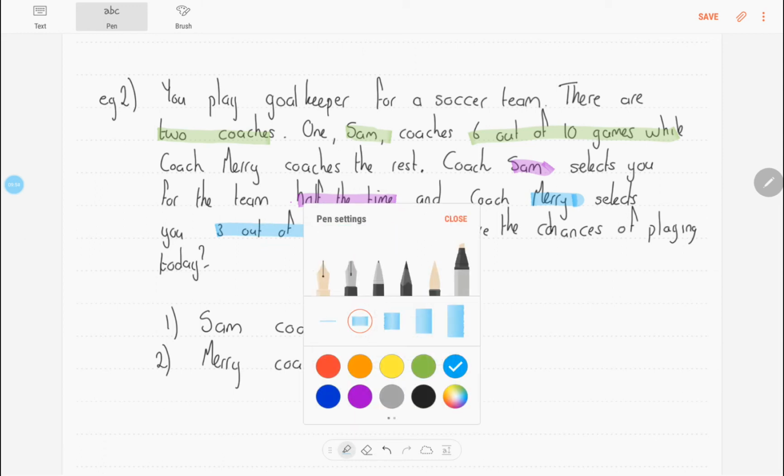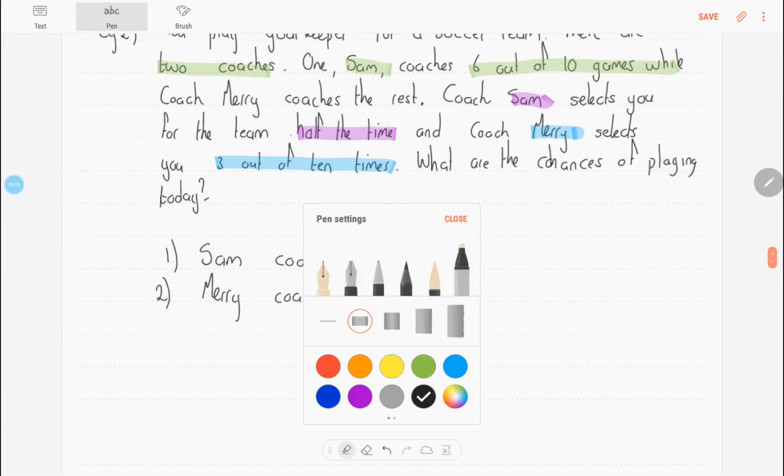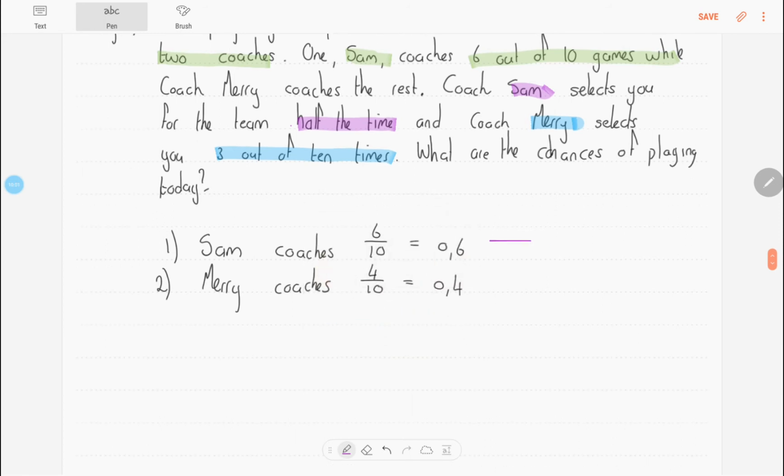So we have chances of being selected. With Coach Sam, we have a 50% chance of getting selected. If he selects us, let's call that yes, we're playing, and 0,5 no, we're not playing. Coach Mary only selects us 3 out of 10 times. I don't know, maybe she doesn't like us. So 3 out of 10 yes, we're playing, and 7 out of 10 no, we're not playing.